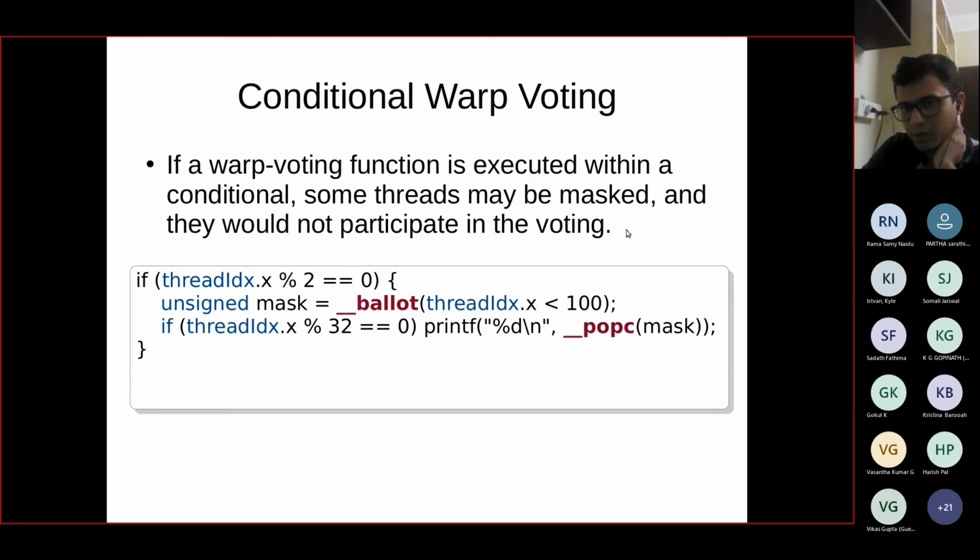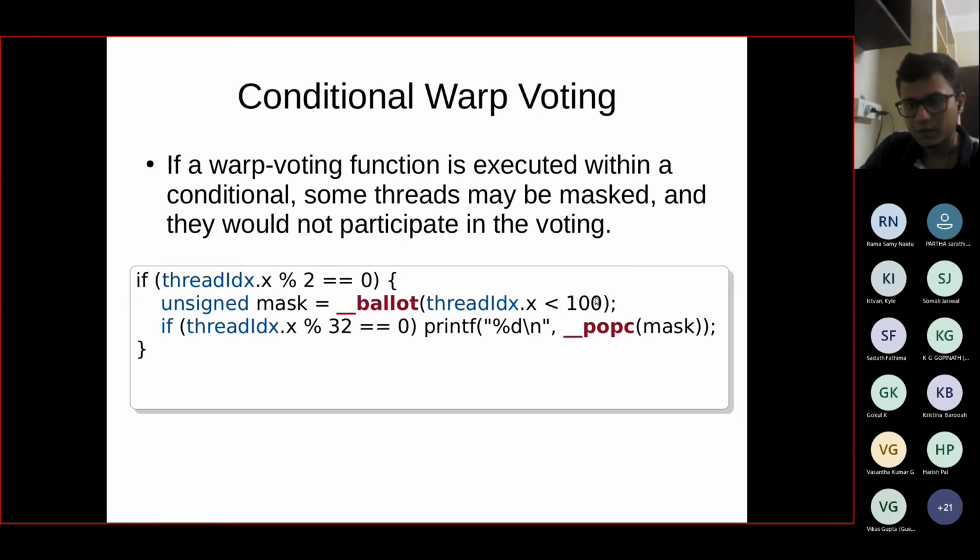Some threads will be masked, so here in this case even threads will enter or odd threads will be masked and they would not participate in voting. So here out of 32 threads of the warp, only 16 threads will enter, right? Because we have this condition. So out of those 4 warps, each having 32 threads, for each warp only 16 threads will enter.